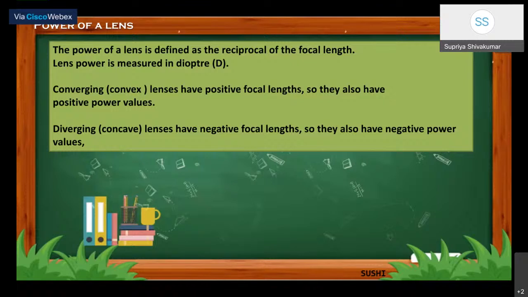Continuing, so they have positive power values. Diverging lens, which is a concave lens, has a negative focal length. So with negative focal length, the image should come in front of your eye. So in the concave lens, the image formation is towards the object side, so f is on the negative x axis. Therefore f is negative, and when f is negative, power is also negative.